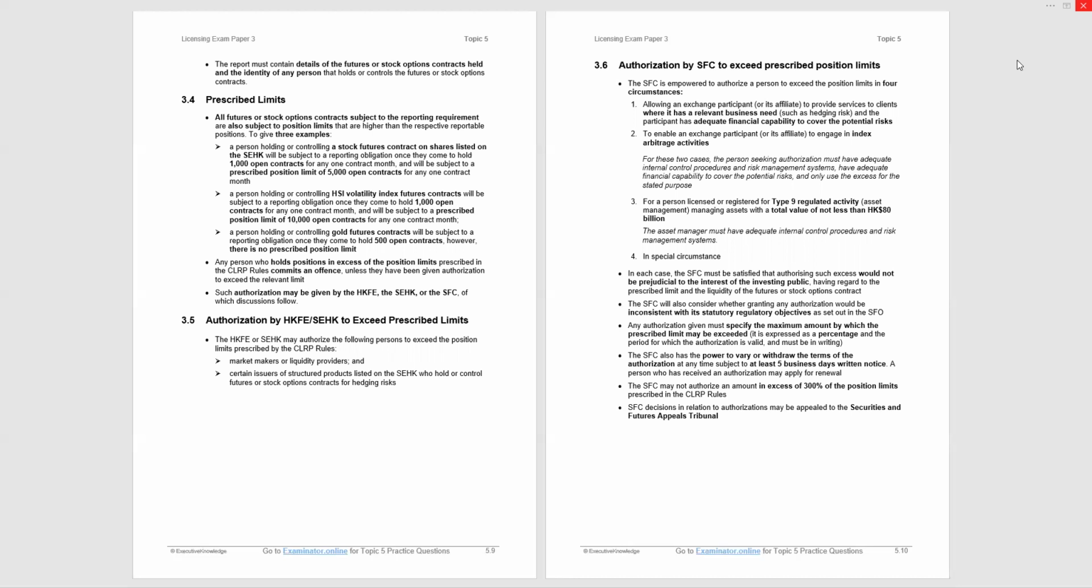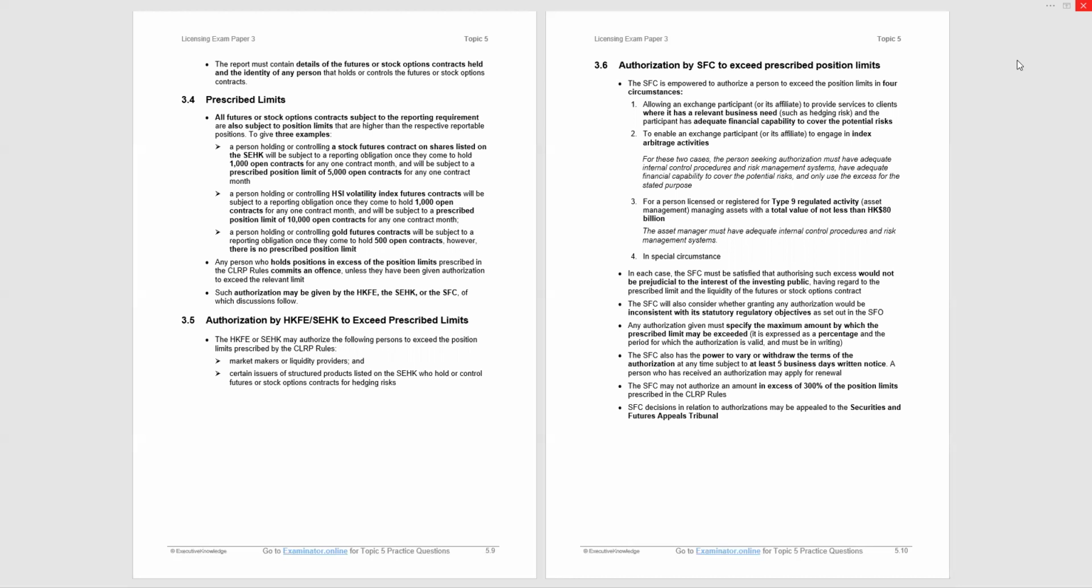You can also get authorization to exceed the prescribed position limits from the SFC, and they will do it in 4 circumstances. Those 4 circumstances are listed; I'll let you read them through. The 4th is in special circumstances, so that's sort of a catch-all.